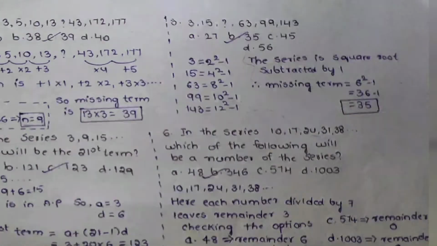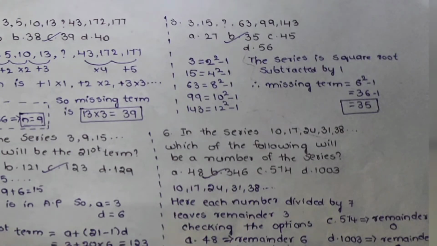Now moving to the third question. The question is 3, 15, question mark, 63, 99, 143, and the options are 27, 35, 45, 56. So here the first number from the series can be written as 2 square minus 1, and the second one can be written as 4 square minus 1, and the fourth term can be written as 8 square minus 1, and the fifth one can be written as 10 square minus 1, and the sixth one can be written as 12 square minus 1.